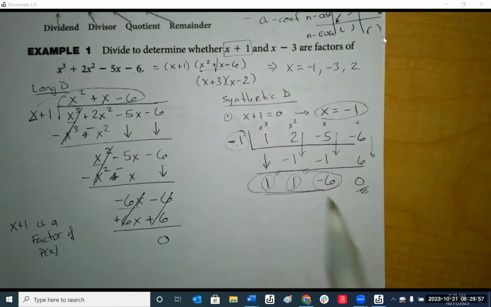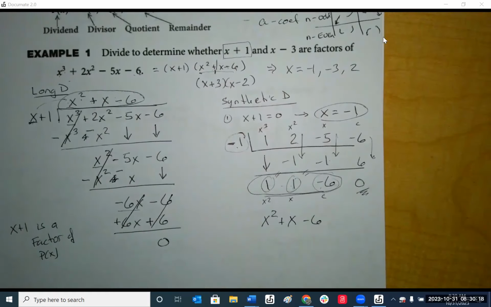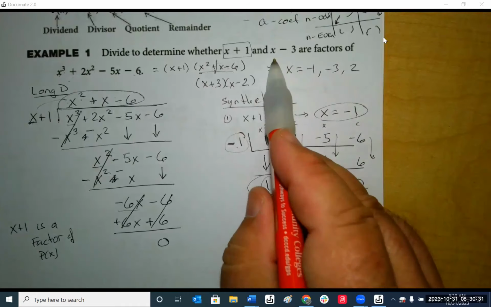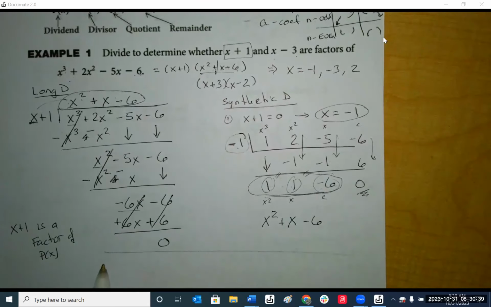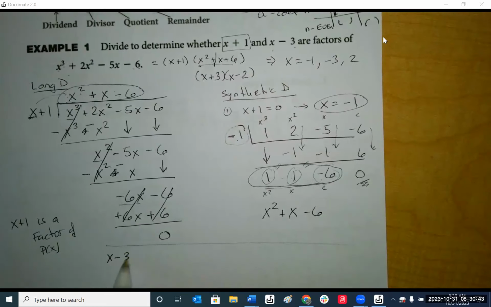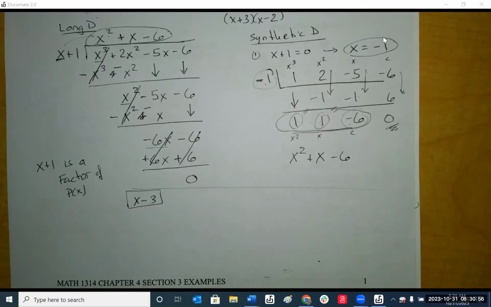And this is your remainder equation. The constant, the x term, and the x squared. So we have one x squared, we have a positive one x, and we have a negative six. That's the same thing we had up here. And to be honest with you, that's pretty much all there is to the division part. So let's check x minus three to see if that's a factor. Use whatever method you want. Who's going to use synthetic? Yeah. Especially with the space left, I'd definitely use synthetic, and it's much faster.